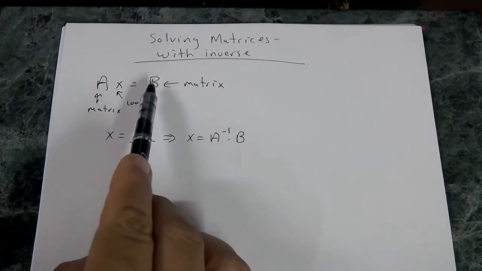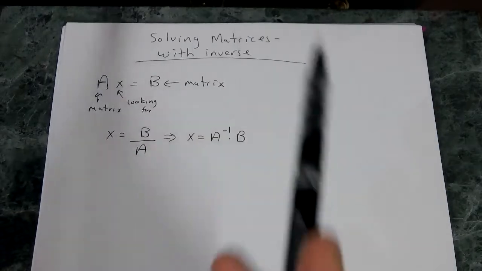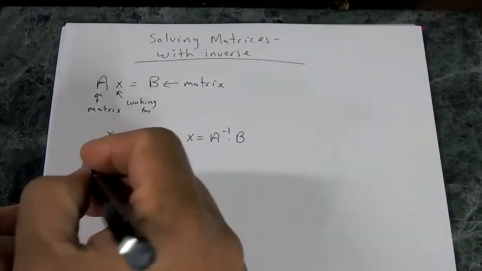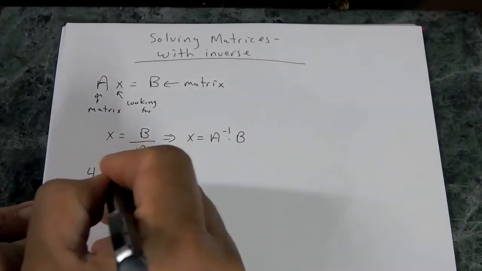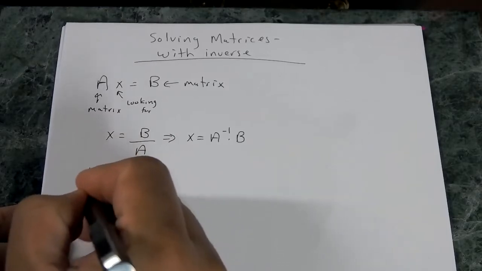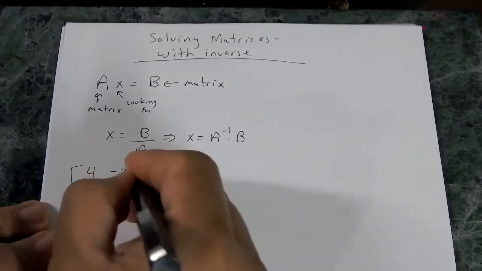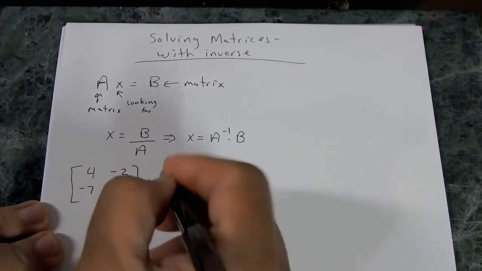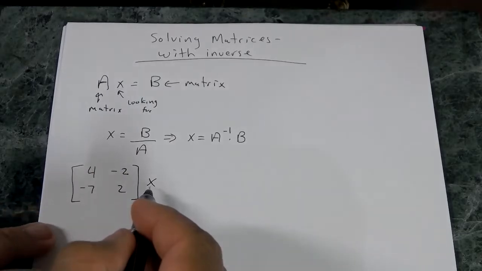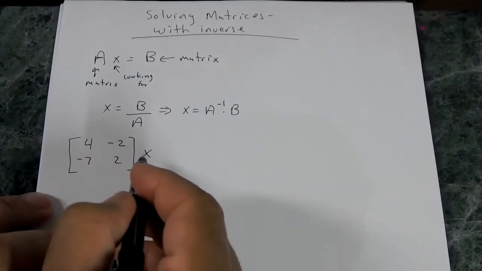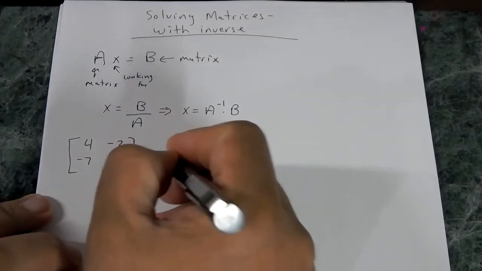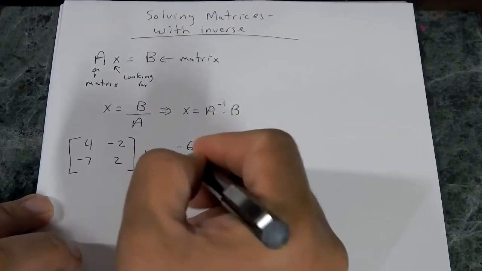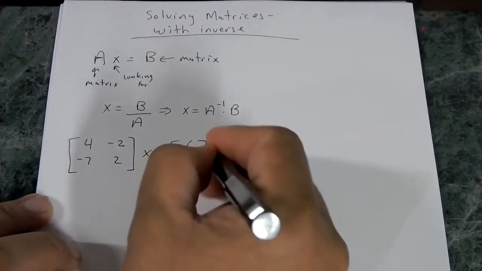matrix times this matrix. So for instance, imagine we have this 4, -2, -7, 2 times x, and it doesn't have to be x. It could be any variable that we wish it to be, equaling -6 and 12.